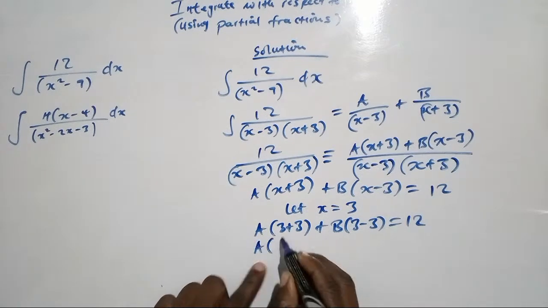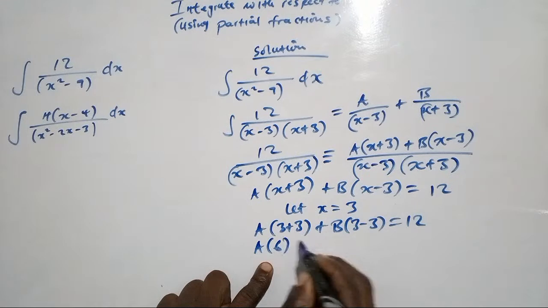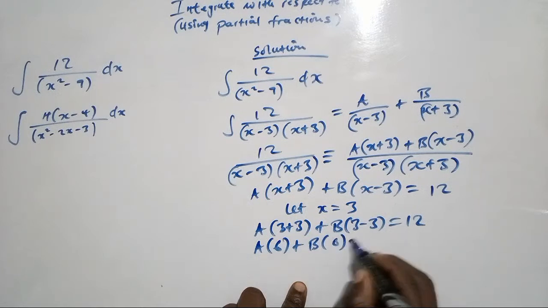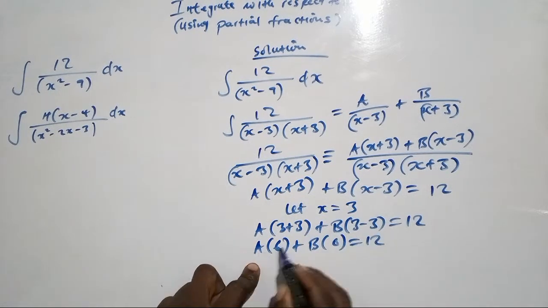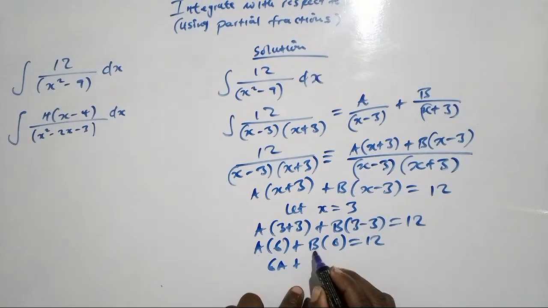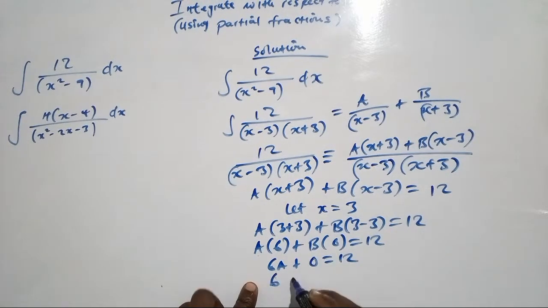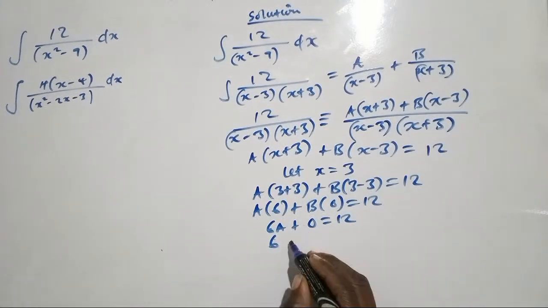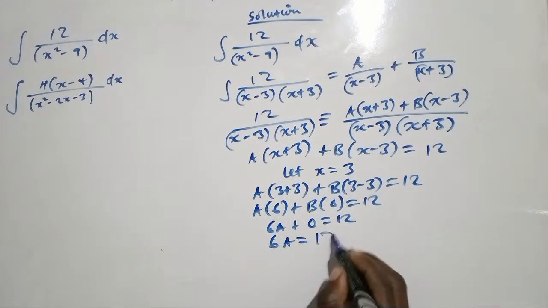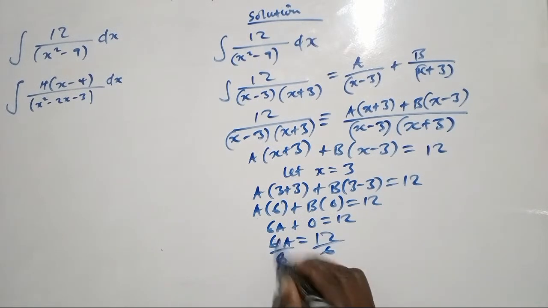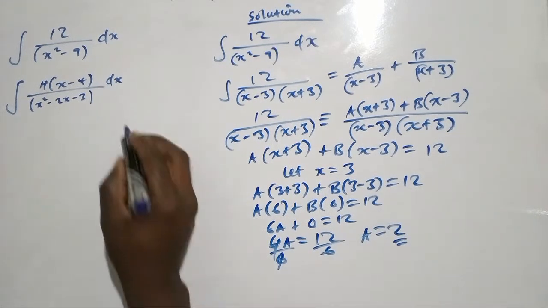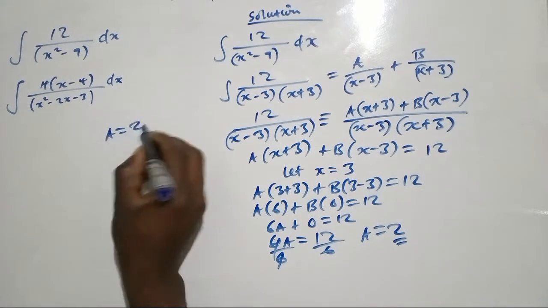Then here we're going to have 3 plus 3, which is 6, then plus here 3 minus 3, we're going to have B open bracket 0, which is equal to 12. So A times 6, which is 6A, then plus B times 0, which is 0, equals 12. Then 6A is equal to 12. Then you divide by 6 on both sides. So our A will be equal to 2. So this is our value for A. So let's take it here: A is equal to 2.